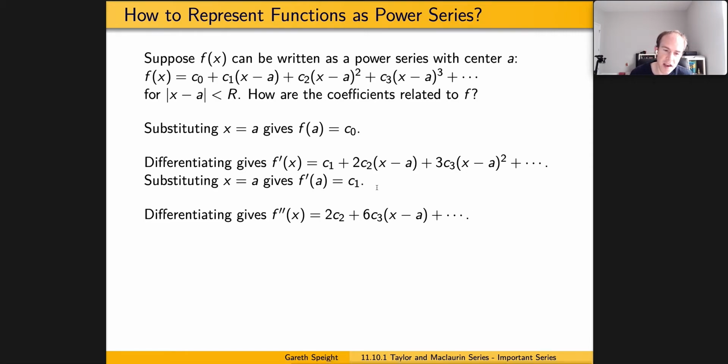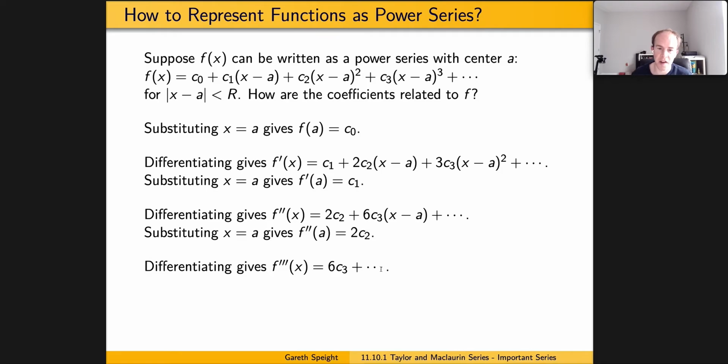If we plug in x equals a, then we're going to get f double prime of a. So the second derivative at a is equal to 2c2, and then all of the other terms, including the ones we didn't write, go to 0. So the second derivative at a is 2c2, or if we divide both sides by 2, we get c2 is a half f double prime of a.